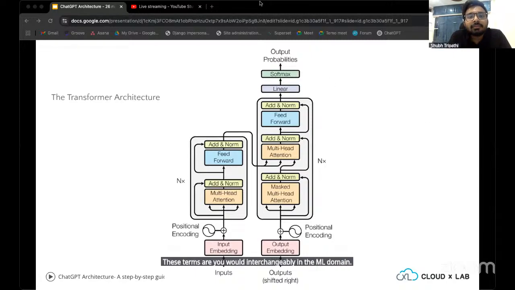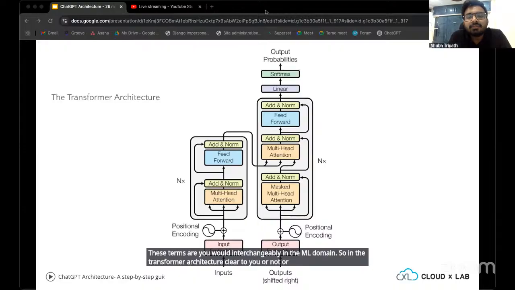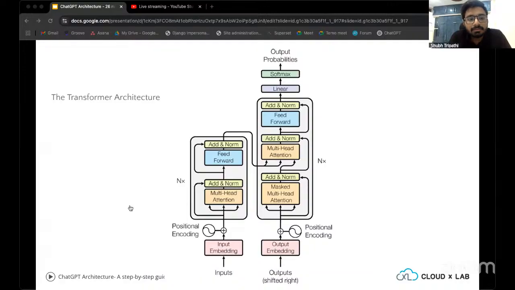So is the transformer architecture clear to you or not? Or do you have any questions before we jump into beam search? Till then you ask questions, I'll sum up everything for you.